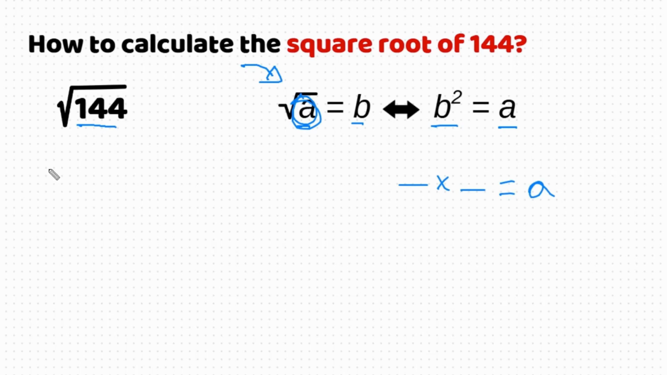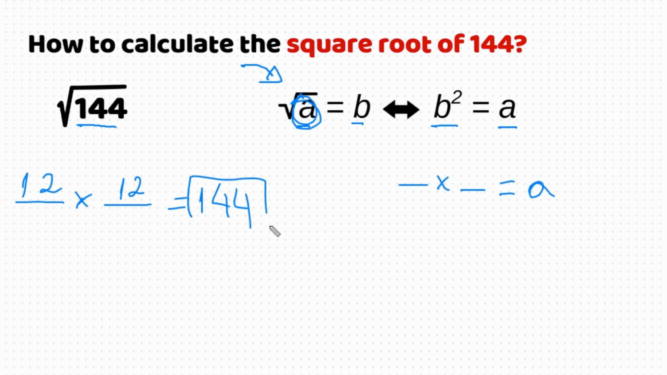So, applying this definition to the square root of 144, we need to find out which number, when multiplied by itself, results in 144. This number is 12, because 12 times 12 equals 144. Therefore, the square root of 144 is 12. So, in a simple and quick way, we've just calculated the square root of 144.